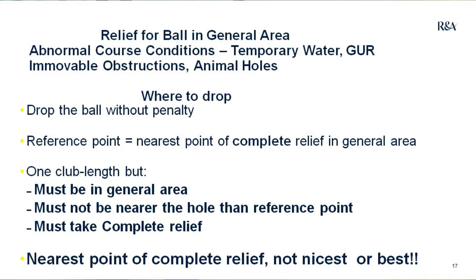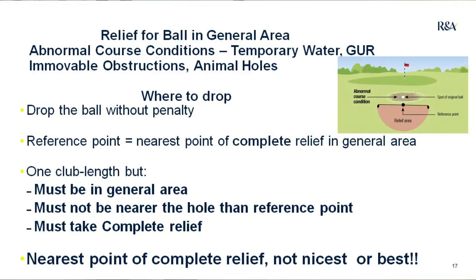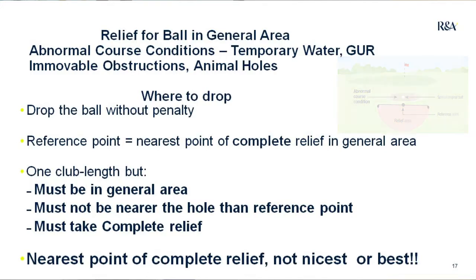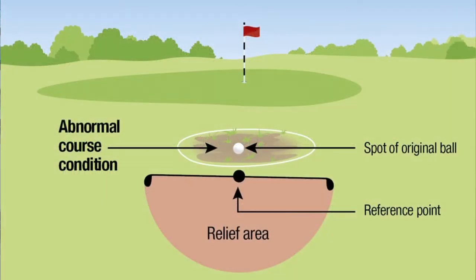So, we'll get the next one, it'll be here. You have one club length, it must be in the general area, it must not be nearer the hole than the reference point, and you must take complete relief, in other words, for stance and swing. And it's the nearest point of complete relief, not the nicest. Okay, we've covered the club length. I'll come back to it if you want in a second.